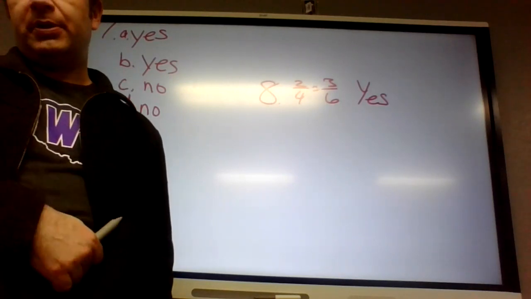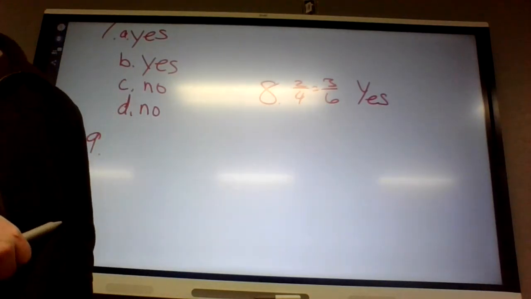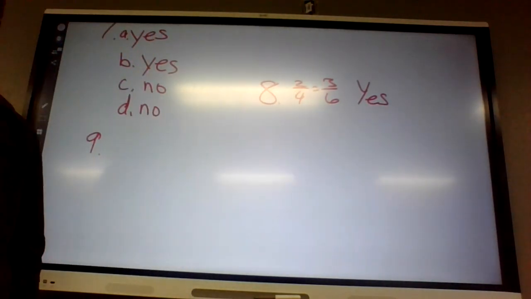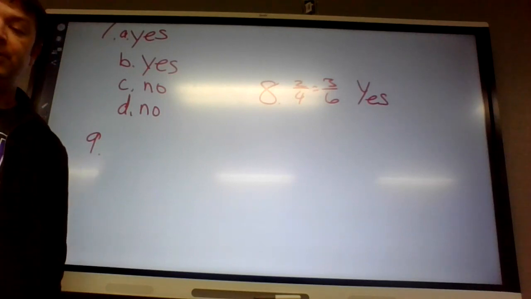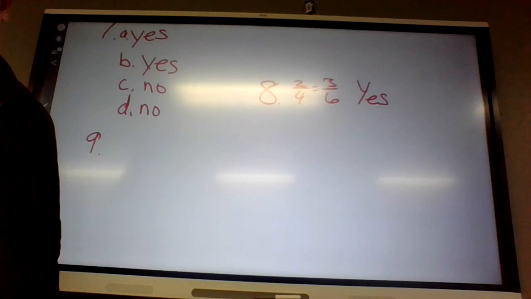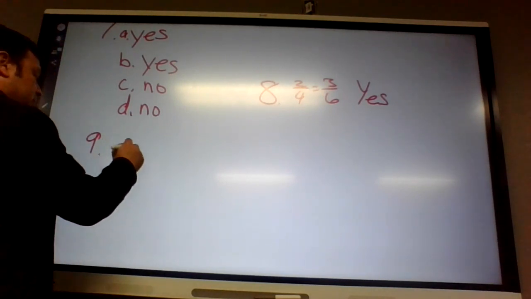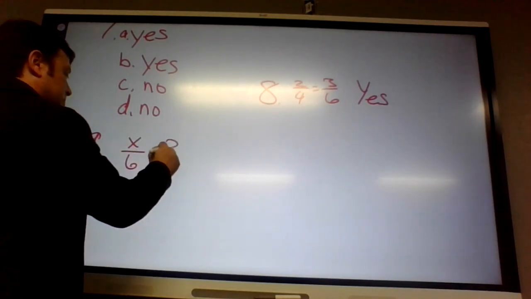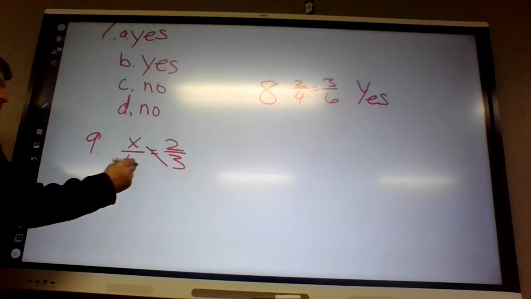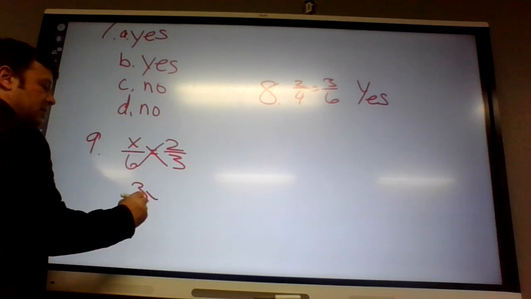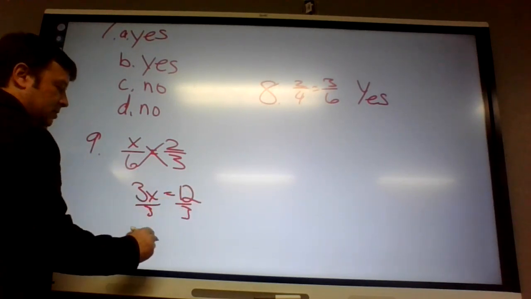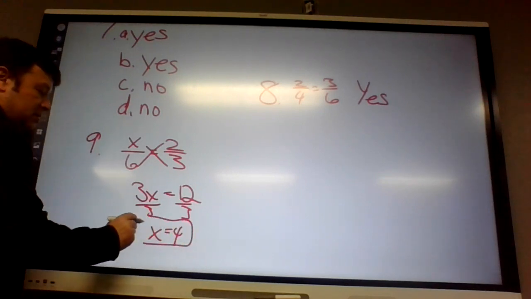Okay, number 9, write and solve a proportion to find the missing value. So how do we set up a problem to solve for x? It'd just be x over 6 equals 2 over 3. That would work. And then guess what? 3 times x equals 6 times 2, which is 12. 12 divided by 3 is easy peasy.